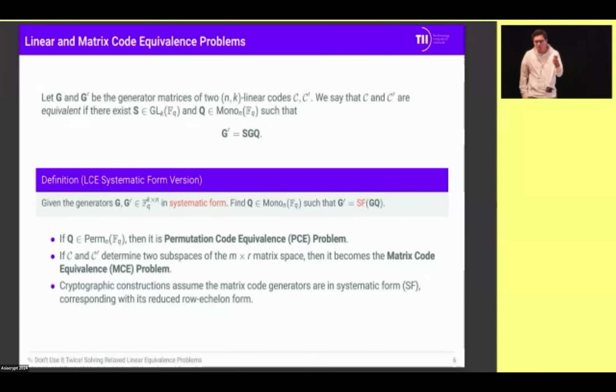As I mentioned, this is the general problem, but in practice we don't do this. We work with the systematic form. You can think of it as just the reduced row echelon form of the matrix. In this case, you avoid S. I will say later that this is not exactly the case, but roughly like that, and then you only have Q as a secret.